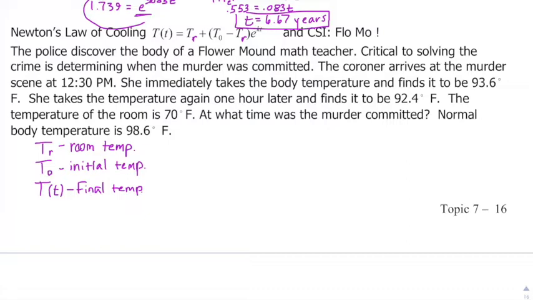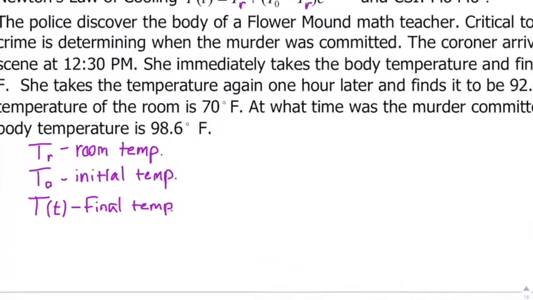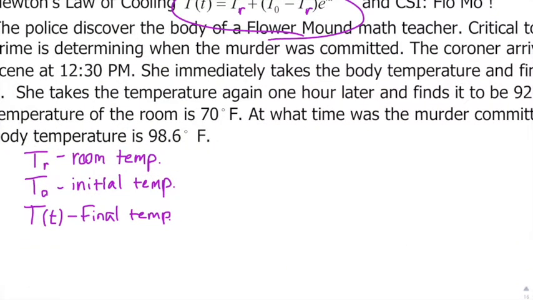So what we're going to do here, since she takes the temperature 1 hour after she gets there and she does the initial temperature, is figure out, using those two values, what the k, or the decay rate of the temperature is for that room temperature and the starting temperature. So we're going to plug everything we know into this formula.